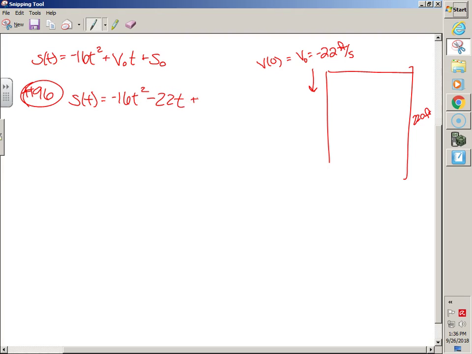What's S sub 0? Where or what height it's starting from. Perfect. Now double check your units. Is everything seeming to work out? Are we measuring in seconds and it's per second? Are we talking about feet and it's feet per second? Yeah, as far as I can tell. Seems to be matching up.